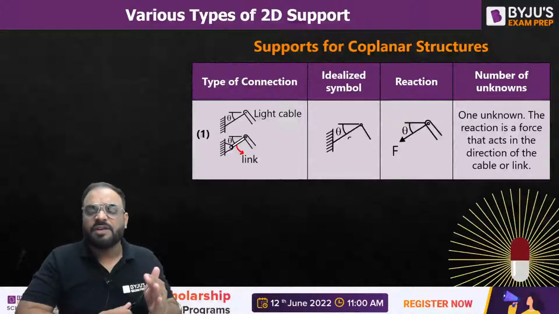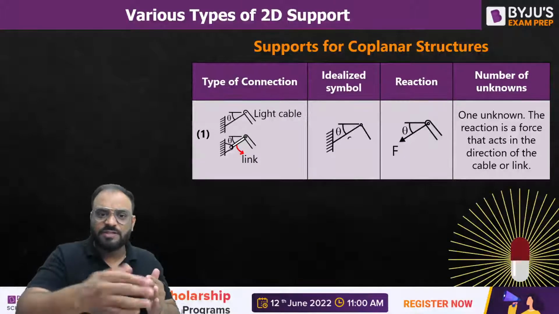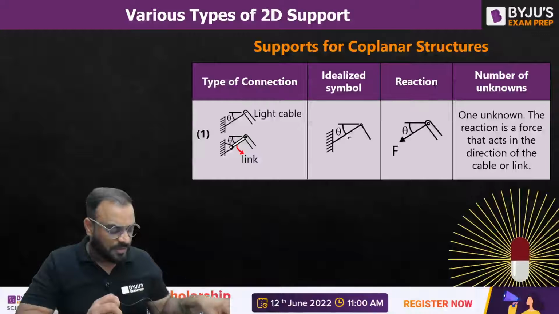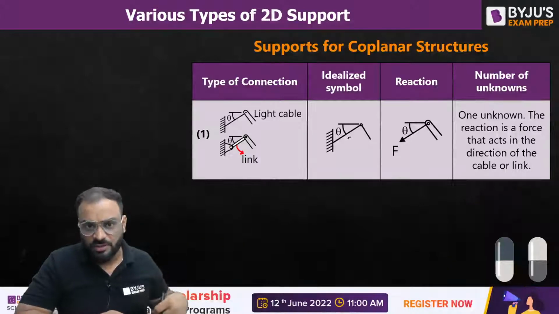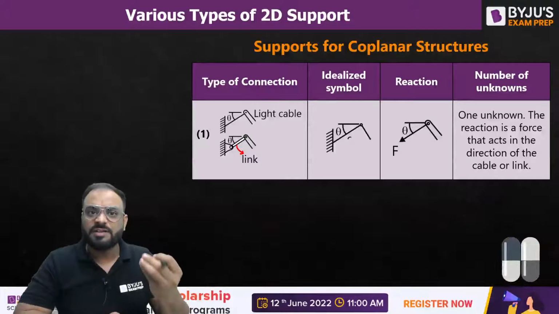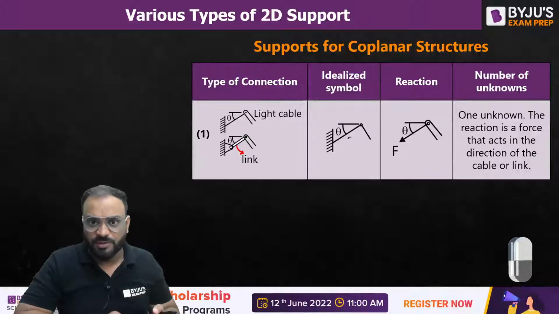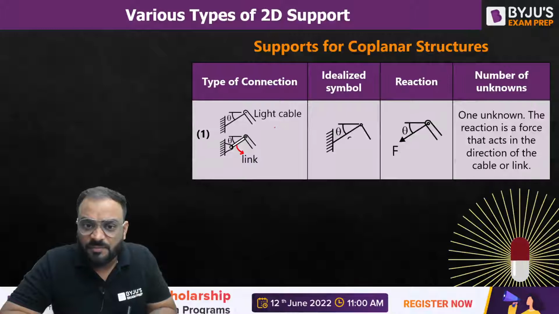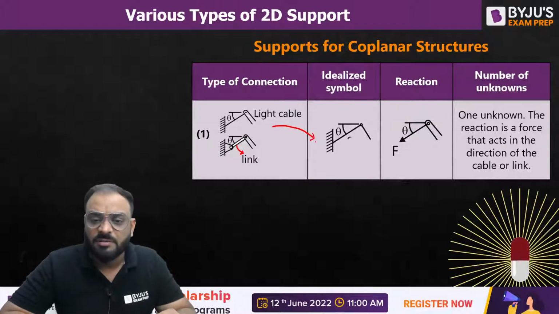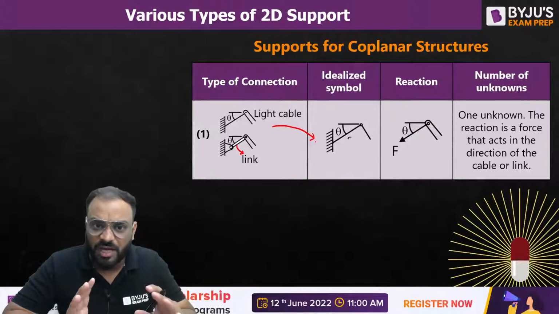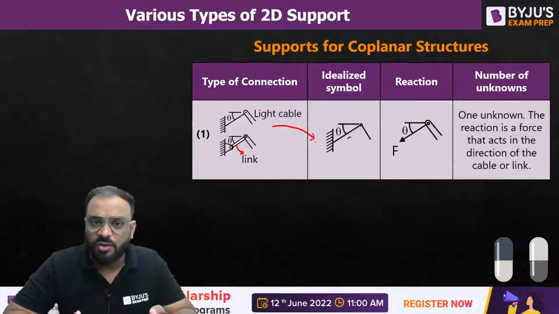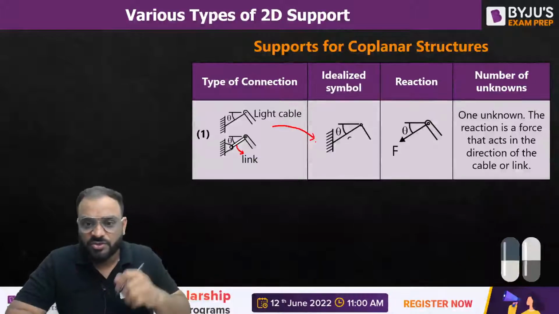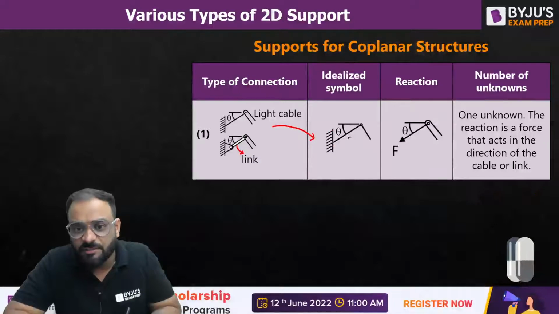In the same manner you can understand it in the case of a link also. So you can see here guys, a link is designed to take the axial force only, so it can give only one reaction at that particular support. Clear? So you can see here guys how we can represent this particular type of support. This is basically our idealized symbol by which we can represent either a cable or a link over a fixed surface, right? So this is our symbol which we can use generally.